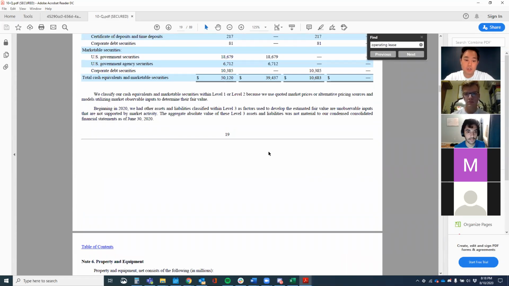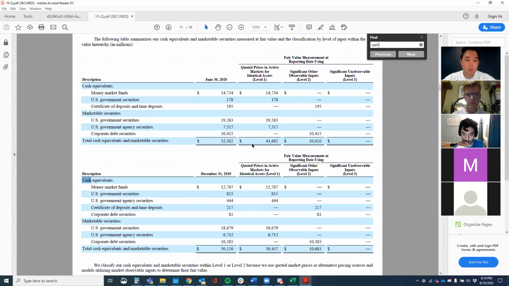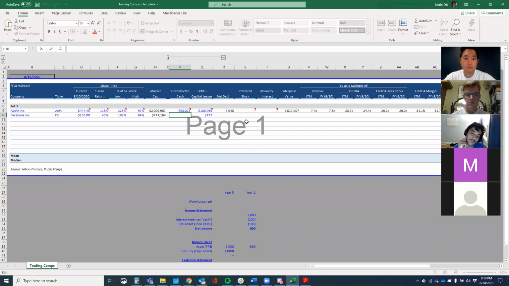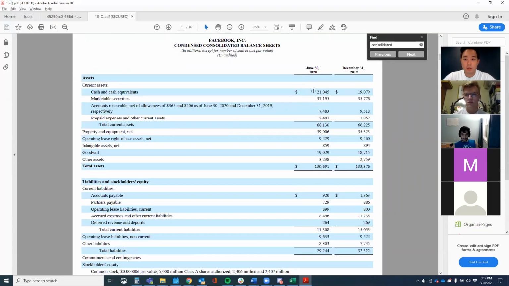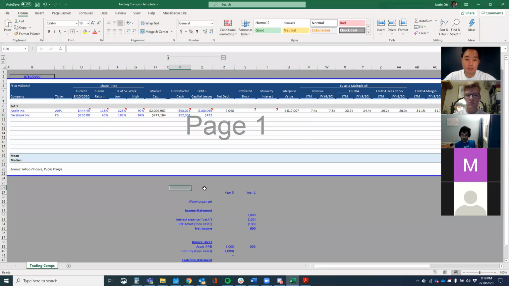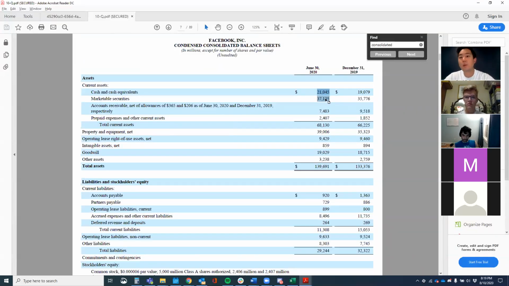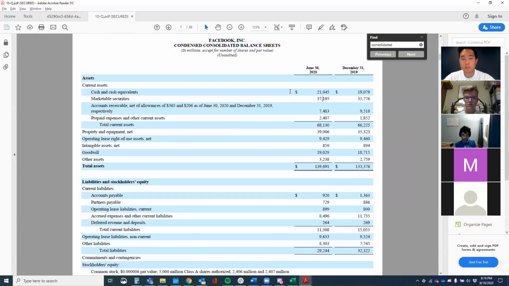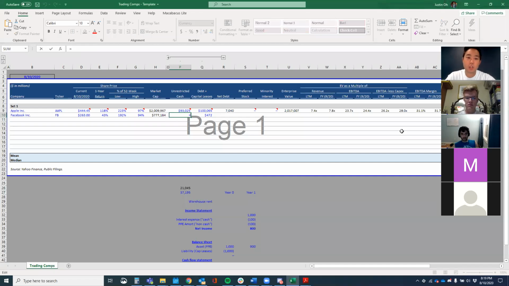10Q, cash, total cash and marketable securities. You can go to the balance sheet, but here's the fair value measurement. Footnotes are really great. $52 billion. Okay, so we see this. The sum of that is 58. Interesting. In my opinion, I would probably go with this number. Just go this plus this. So just go to the balance sheet, add that up.